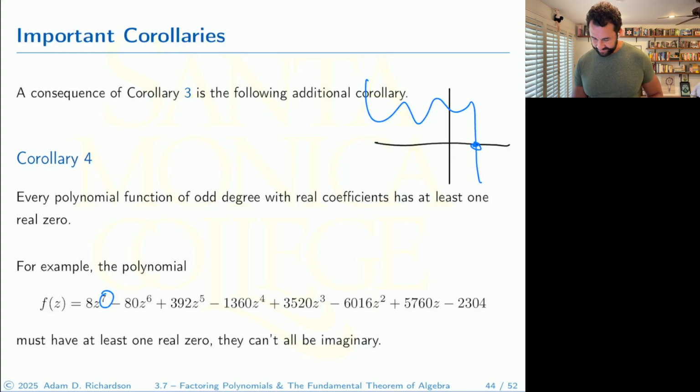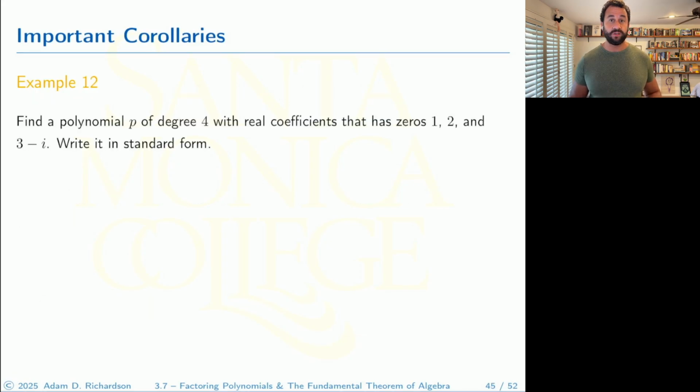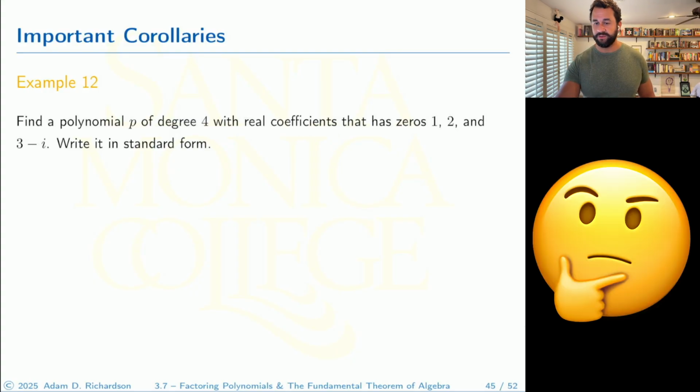That's it. Okay. Whew. That's a lot of buildup. That's a lot of theory. Let's use it. And this is one that I want you to try on your own, okay? Here's the setup. Find a polynomial p of degree 4 that's got real coefficients, and we know that the zeros are 1, 2, and 3 minus i. I want you to construct a polynomial that has those as zeros with all real coefficients, and I want you to try to write it in standard form. So think about how you'll do it.